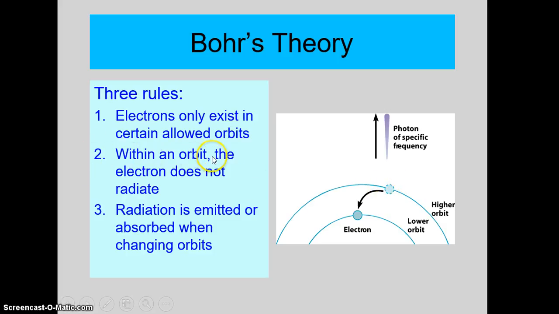Within the orbit or orbital, the electron doesn't radiate. So even though it's going around the nucleus, it is not undergoing radiation. And then when does radiation take place? Radiation is emitted when the electron jumps from a higher orbital to a lower orbital. And so it has less energy, and so that energy goes off as a photon of light. And so Bohr is the one who came up with that idea.